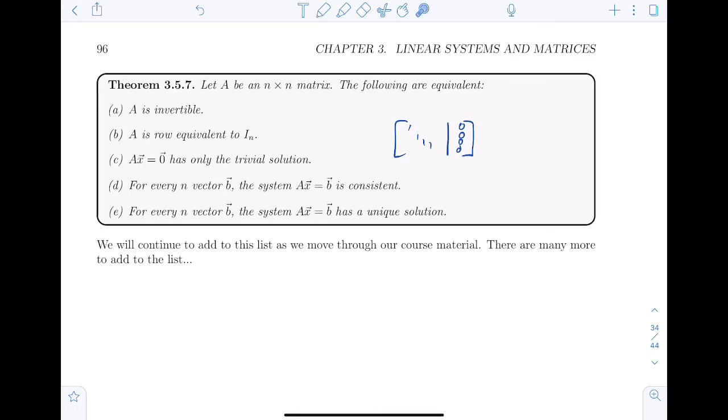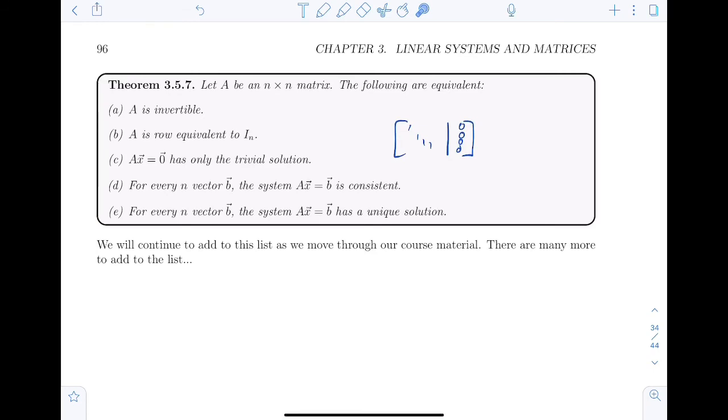And if this is only the trivial solution, then for every n vector b, it's going to be consistent, right? If you change these to not zeros, if you just change those to numbers, it's always going to work because it's going to row reduce to the identity, and you're just going to have things over here. And that's going to be a unique solution, all right? And if you're going to be able to get a unique solution, that means that it was going to be invertible, okay? So these are the things that go together.